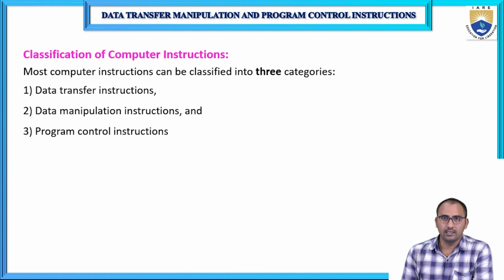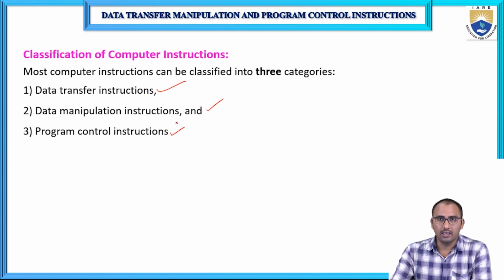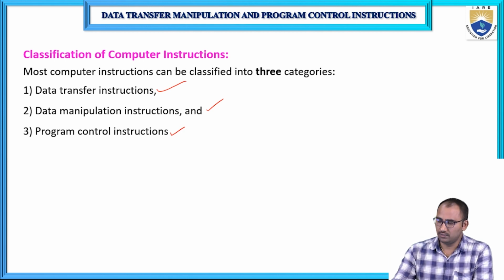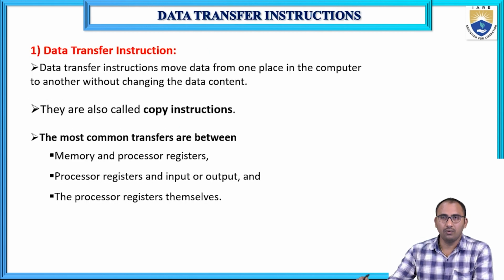So mainly the instructions are classified into three types, that are data transfer instructions, data manipulation instructions, and program control instructions. So these are the three main classifications of the instructions. So let's see one by one. Let's start with the data transfer instructions.